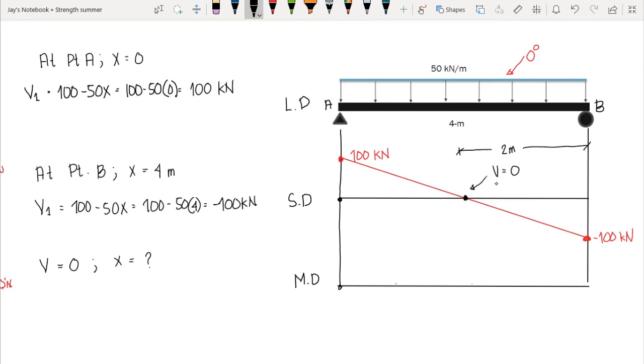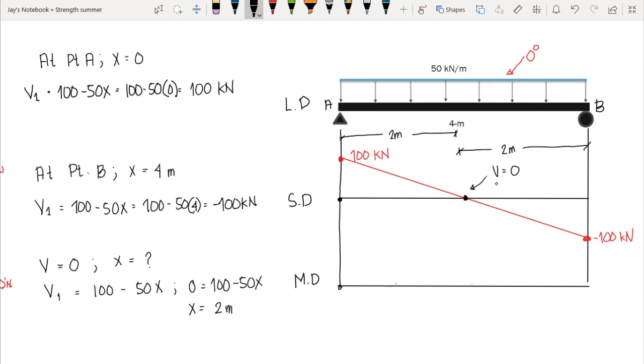So we have V1 is equal to 100 minus 50x. Setting our shear to 0, we have 0 is equal to 100 minus 50x. Therefore, our x there is equal to 2 meters. So the location where our shear is equal to 0 is when our distance is 2 meters from A, since our x refers to the distance from joint A.